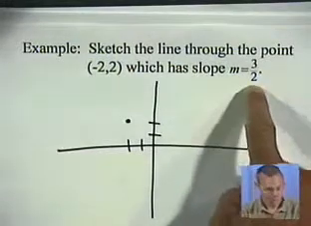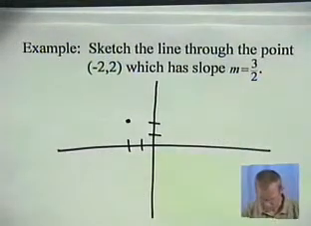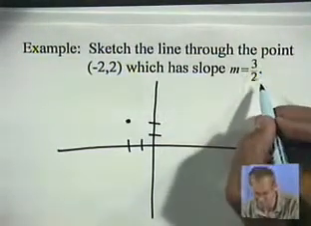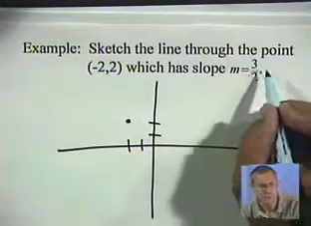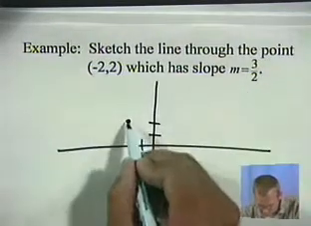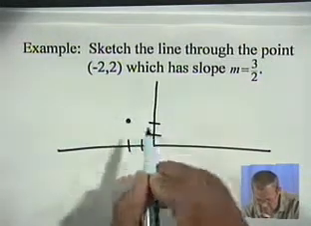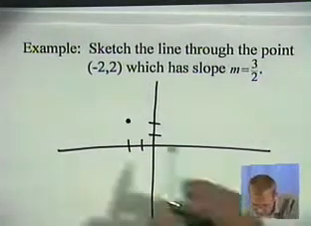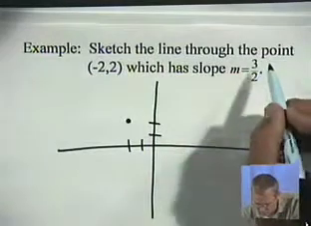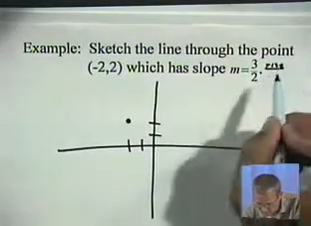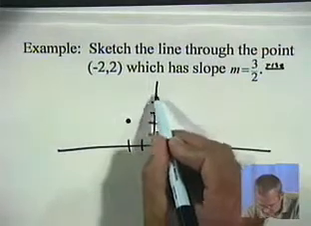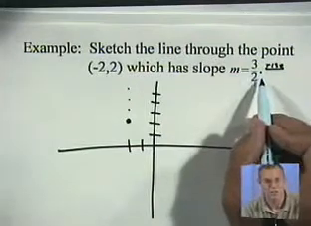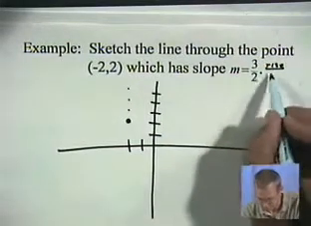slope of 3/2. Now, let's recall what slope means. The slope, as you remember, is rise over run, or the change in y values over the change in x values. Well, if I know one point that's on that line, how can I get another? Now, it only takes 2 points to sketch a graph of a line. Well, if this is a point, to get to another point, I need to rise 3 units. 1, 2, 3. And I need to run, which means horizontal, I need to run 2 units.